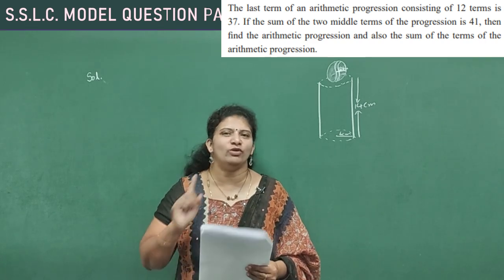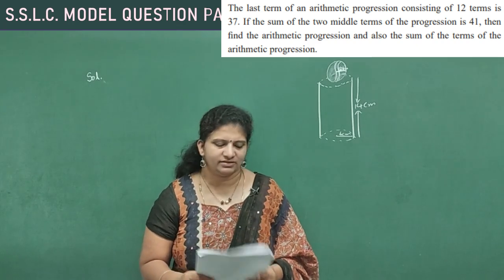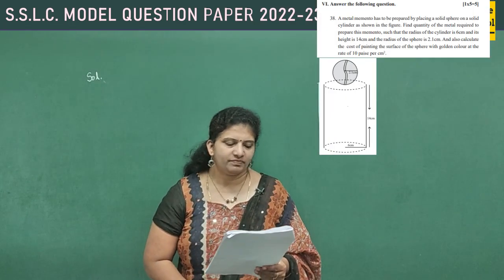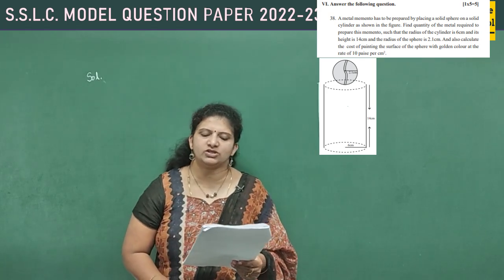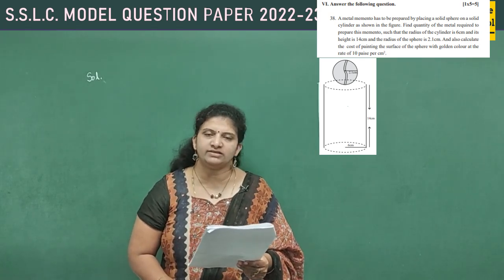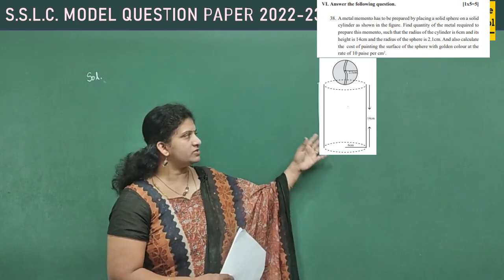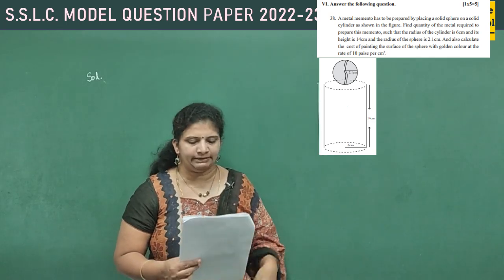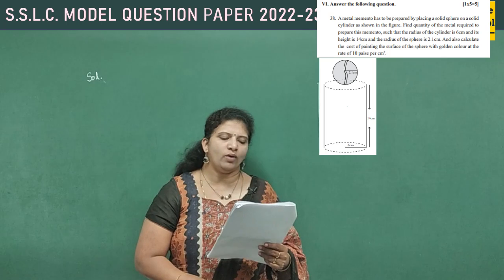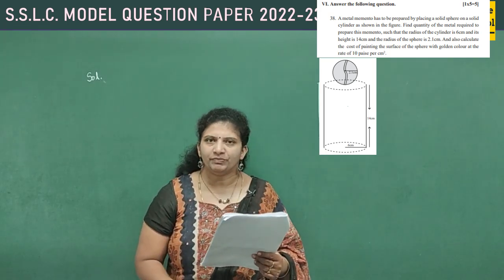Sixth main, answer the following question. In this we will be having only one question that carries 5 marks, 5 into 1, 5 marks. 38th one. A metal memento has to be prepared by placing a solid sphere on a solid cylinder as shown in the figure. You can see the figure here. A solid cylinder and a sphere is placed on the top of the cylinder. Find the quantity of the metal required to prepare this memento.